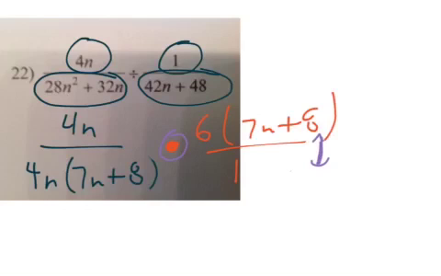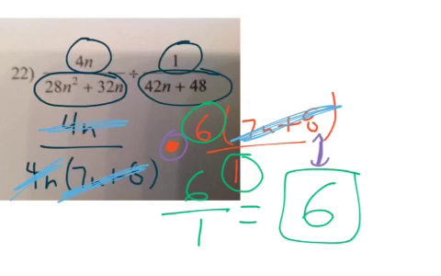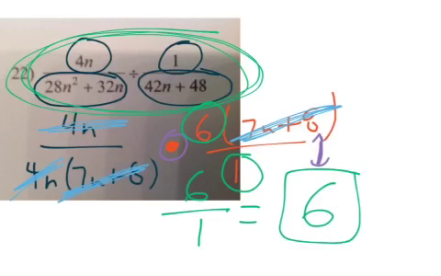So guess what? This is just like the previous problems now. So follow the light blue. Do you agree that 4n cancels out 4n? Do you agree that 7n plus 8 cancels out 7n plus 8? And notice the only thing left is 6 in the numerator and 1 in the denominator. And isn't 6 over 1 just 6? And guess what? That whole mess right there simplifies to just 6.